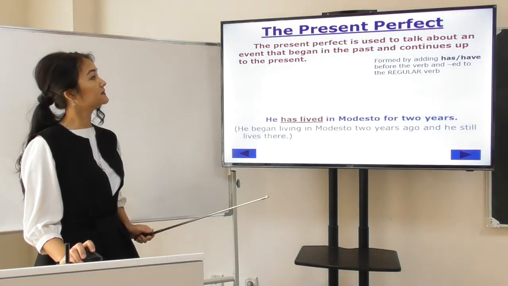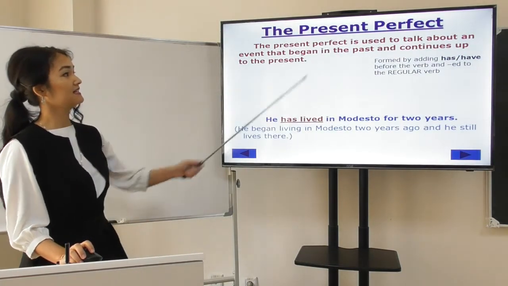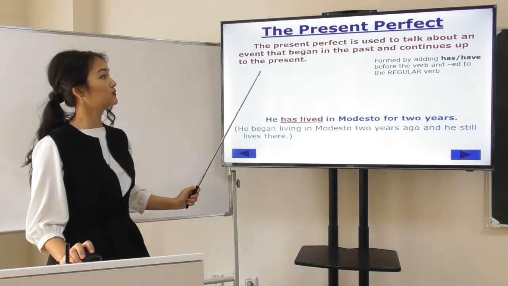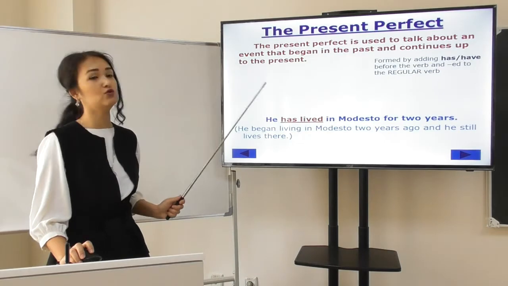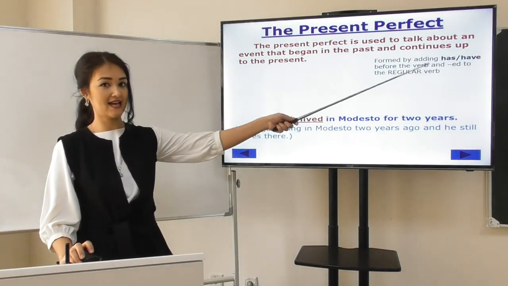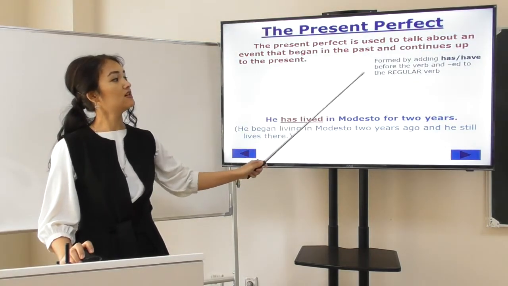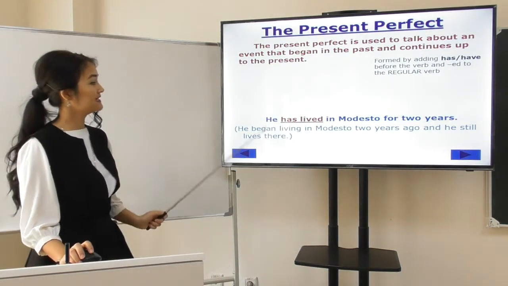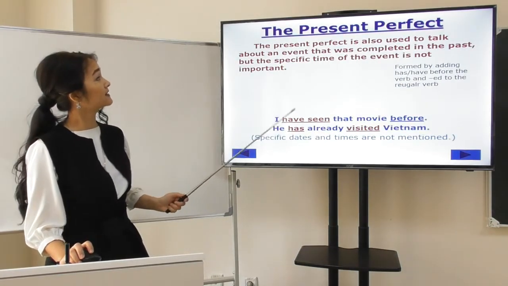And the next, the present perfect. The present perfect is used to talk about an event that begins in the past and continues up to the present, formed by adding has, have, before the verb and ed to the regular verb. For example, he has lived in Modesto.